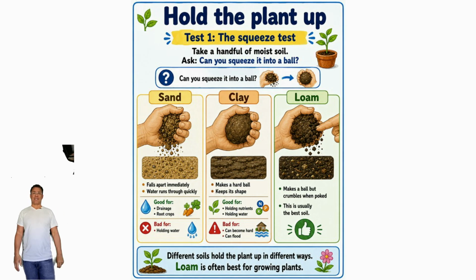The second is clay. If you get clay in your hand, add water, and make it into a ball, when you open your hand, it is left round. It keeps that hard ball shape. And clay is good because not only does it hold water, it also holds the food, the nutrients. So it holds the water and the nutrients. But actually, it can be bad for the structure because it can turn into something like mud.